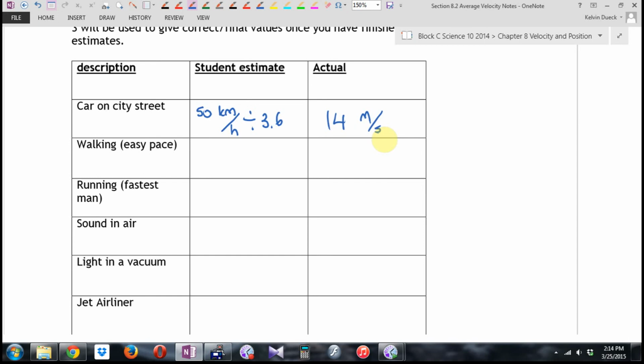Walking. Well, if you're walking at an easy pace, how many meters per second do you think you're traveling? How fast? I think it's around, if you're taking a step every second or so, and each of your steps is a little less than a meter, at an easy pace, not speed walking, about that. Running, fastest man, what do the fastest people run at? 10 meters a second. A little less if they're really fast, but if you're running 10 meters a second, you're world class. You're probably able to make a living doing your running thing.